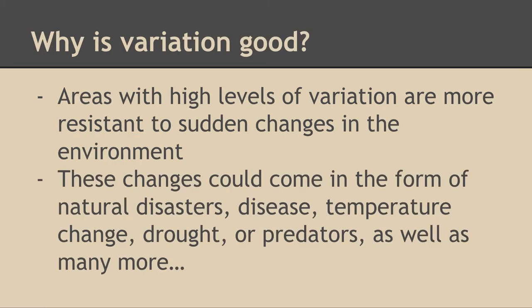Why does all this matter, though? Well, this matters because areas with high levels of variation are resistant to sudden environmental changes. And that can be, there's been an earthquake or volcano or tsunami. That can be, there's a food shortage or there's disease. But the more variations there are, the more likely it is that some organisms will survive. And if some of those organisms can survive, they can go to the next generation and start it over, even if the population's been really, really damaged.